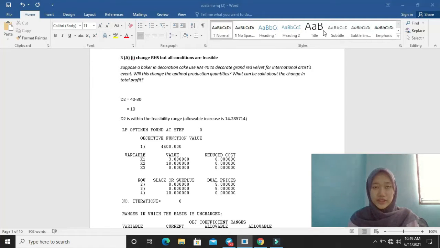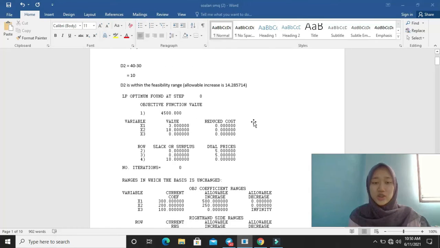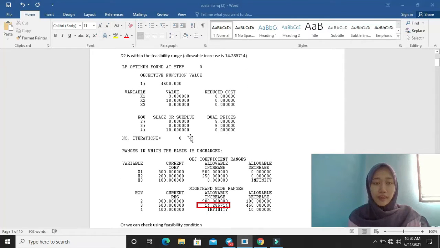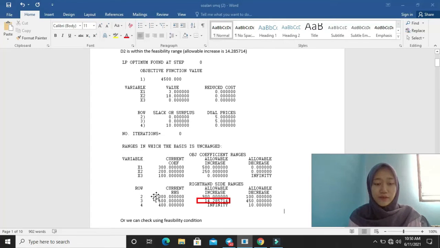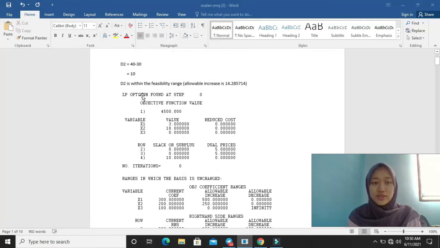So first of all we need to find the increment. So we know that the initial decoration cake used is RM30. So D2 should be 40 minus 30 and it could be 10. So we refer to the window that we had obtained, that we know for decoration the allowable increase for the right hand side is 14.2855714. So if we see that D2 we get 10, so 10 is within the feasibility range because the allowable increase is 14.2855714.